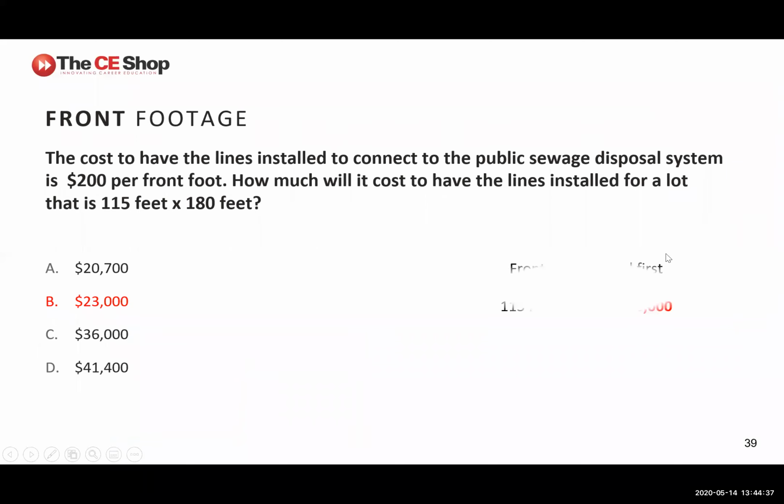And here's how we got it. When you're looking at the dimensions of a lot, the first number is always the frontage. So if it's 115 by 180, you've got 115 feet up front times $200, it's $23,000. There it is for B. But like I told you before, if you did choose 180, right there's your 36,000, so you can get it wrong and feel good about it.